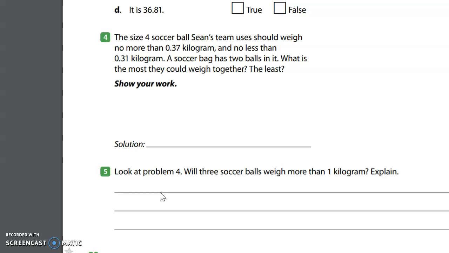So if I take 3,700 and add it together twice, that should give me what is the most they could weigh together. If I take 3,100 and add that number together twice, like using repeated addition, that would answer the second part of my question. What is the least that those soccer balls could weigh together? Please remember here to use your tools, your pencil tool, and show your work. Go ahead and pause the video and respond to question 4.